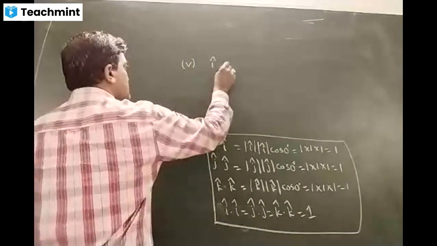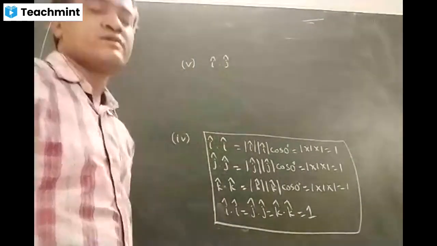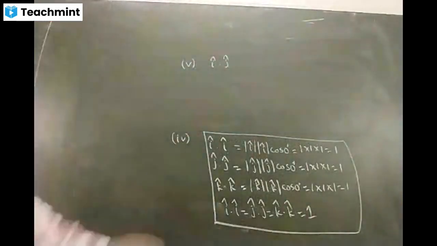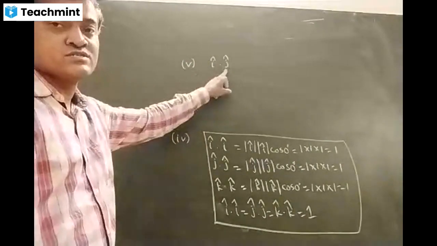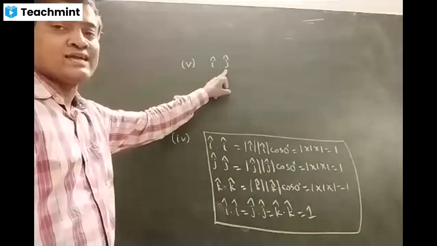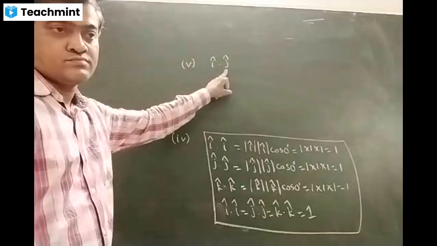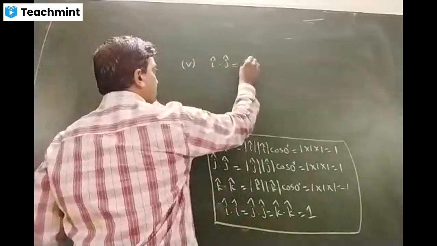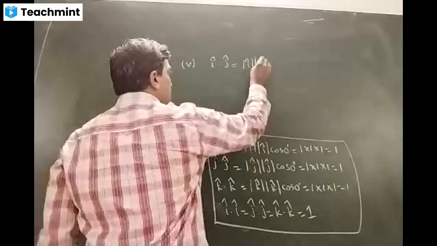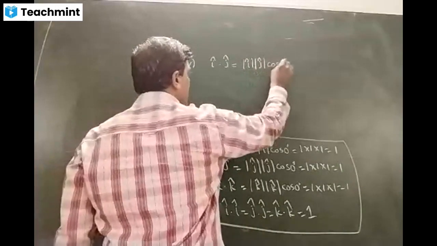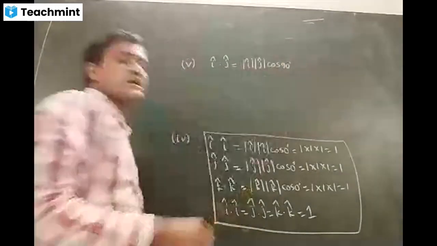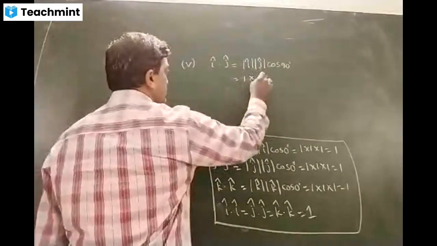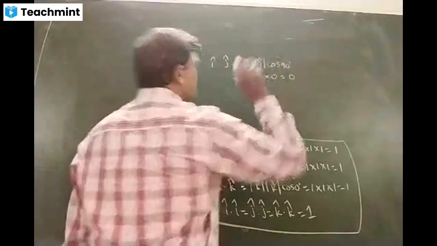I cap dot J cap. Now unit vector I cap lies along which axis? X-axis. J cap lies along which axis? Y-axis. What is the angle between these two? 90 degrees. Modulus of I cap into modulus of J cap into cos 90, because 90 degrees is the angle between I cap and J cap. This is equal to 1 into 1 into 0, which comes out to be 0.